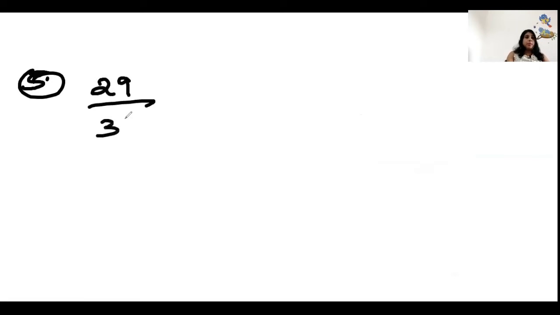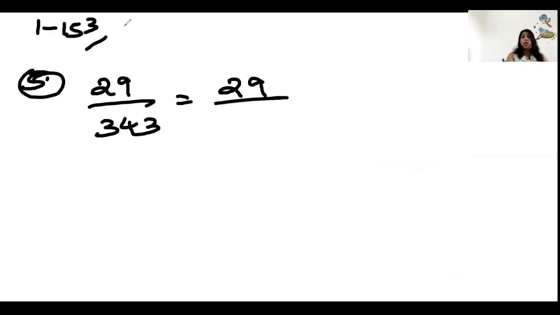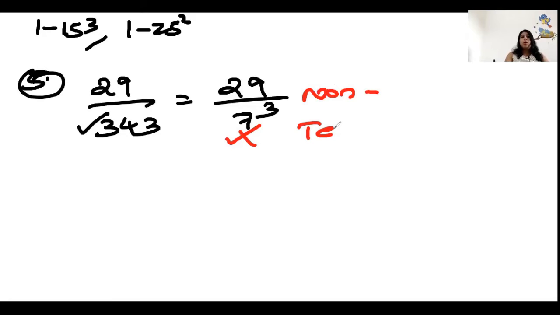29 divided by 343. You have to study the cubes from 1 to 15 and also squares from 1 to 25. Then it will be possible for you to identify the numbers very fast. 343 is the cube of 7. So what can you understand by this? This is other than 2 and 5. So we can say that it is a non-terminating decimal.